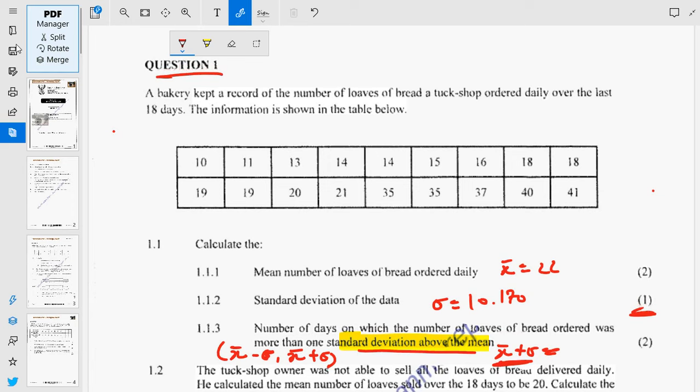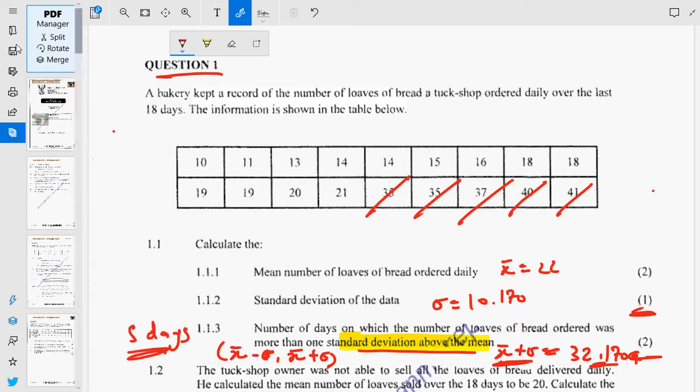So substituting your x bar and your standard deviation, you're going to get 32.170. So you'll be looking for all the values that are greater than 32.170. And if you look at your data, you will see that this value is greater than this value here, this value, this value, this value, and this value. So your answer here will be 5 days.